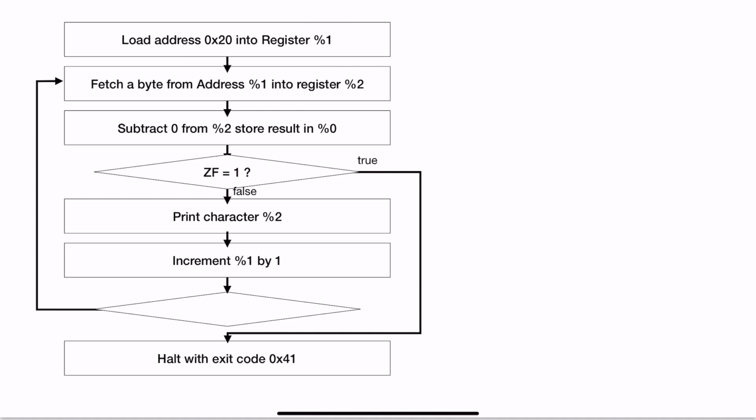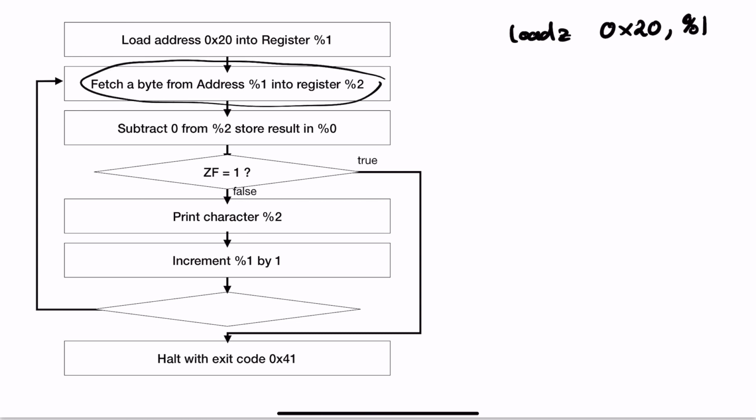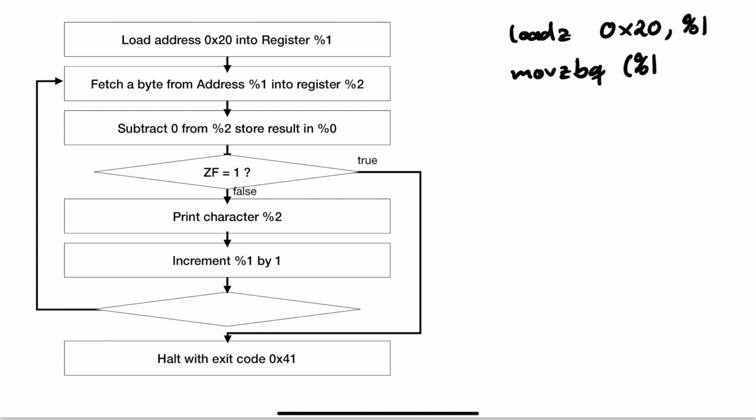This will become load set for zero extended, load the zero extended immediate value hex 2 0 into register 1. This box, the fetch instruction, becomes move the zero extended byte into a quad register. We want to fetch something from the address stored in register 1 into register 2.